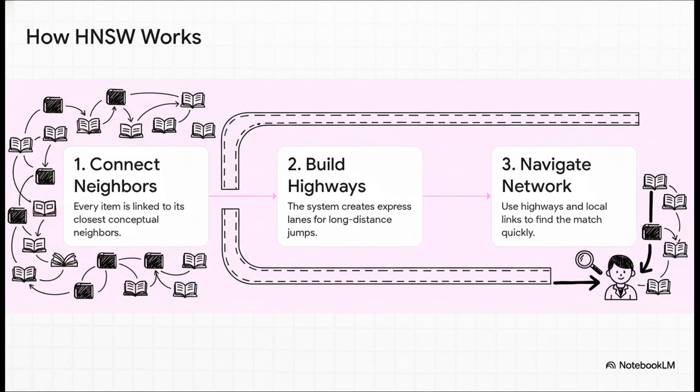Well, first, every item gets a direct link to its most similar neighbors. Think of these as little local side streets. But here's the brilliant part. The system also builds out express lanes. These are like cross-library highways that connect distant but related parts of the library. So when you're looking for something, the librarian can just hop on a highway to get to the right general area in a flash, and then use those local side streets to find the perfect match. It is unbelievably fast.